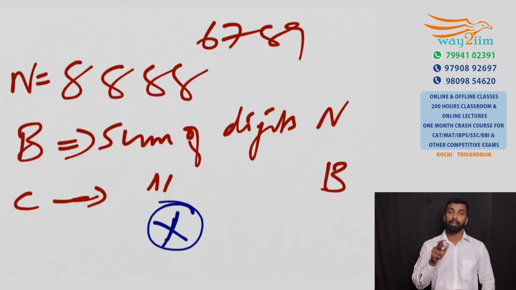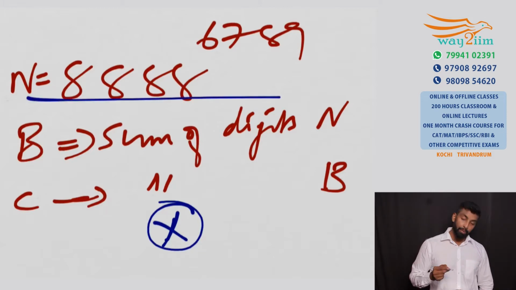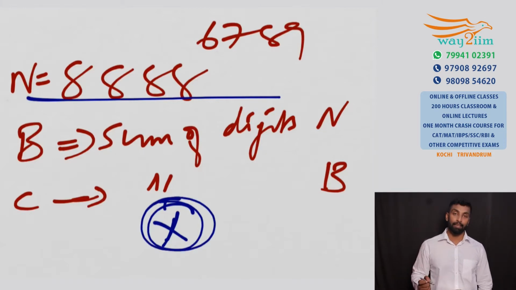X is single digit, right? X is x itself, that means only one digit, single digit. So basically you have a number, you are taking the sum of digits of that number, and you keep on doing that till you get a single digit. The question is what is x? Or what is that single digit? How will you find it?